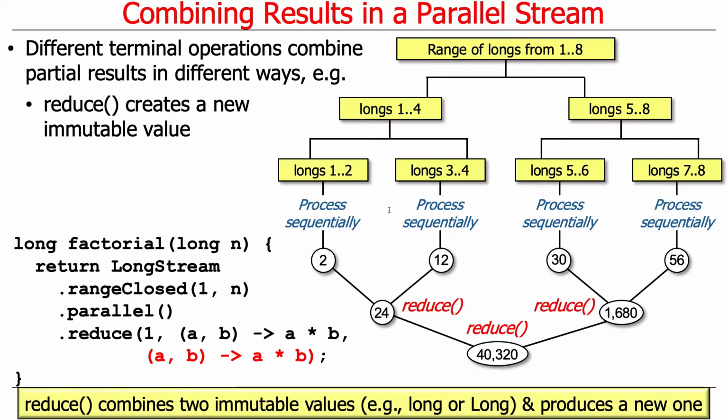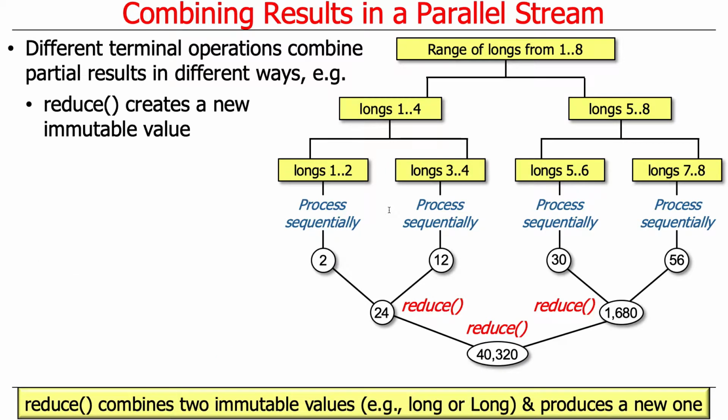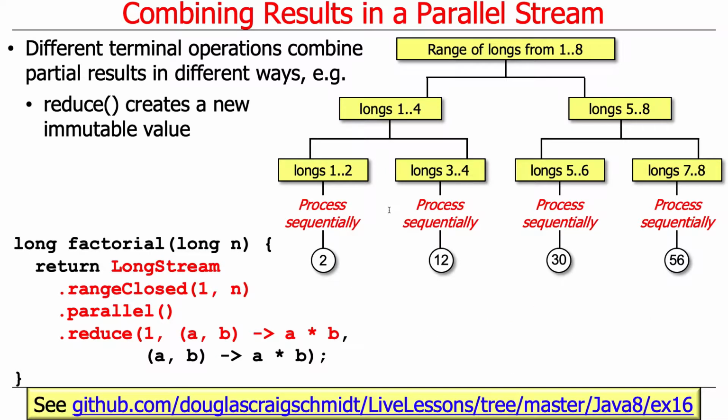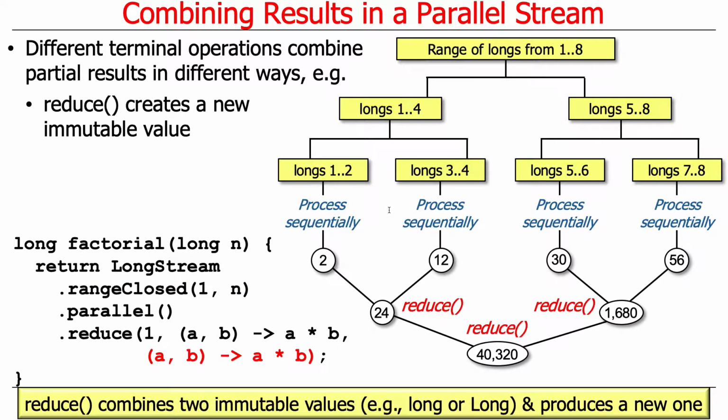And then what the framework is going to do for us is go ahead and apply this lambda expression. And this is part of the reduce phase. So this is the map phase here. And now we're going to do the reduce phase. The reduce phase is going to take each pair of values and multiply them together to provide yet another immutable reduced value.